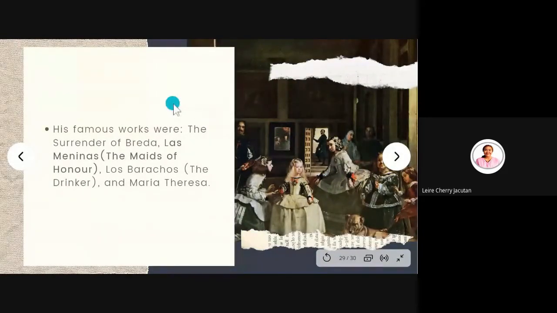Then his famous works were the Surrender of Breda, Las Meninas, Las Borrachos, and Maria Teresa. So, siya yan. Ayan, nakita niyo yung mukha na to. Siya yan, si Velazquez yan. So, isa siya sa mga sinama yung sarili niya. Kasi patron niya ito, itong pamilya na to. Yan, so the Las Meninas or the Maids of Honor. Maids of Honor is nakapaligid sila, yan yung mga attendants nung kanyang patron na bata. So, since patron niya yon, commission siya na i-paint yung family nila. So, yan isa sa mga artworks niya.